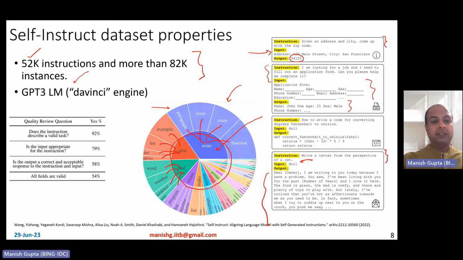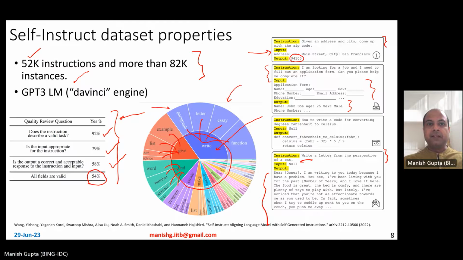Okay. Now, they also got some manual annotations done so as to figure out how good the quality of the data is. And here is the distribution of the quality review that was done. Does the instruction describe a valid task? 92% times, yes, it does. Is the input appropriate? 79%, yes, appropriate. Is the output a correct and acceptable response to instruction input? 58%, yes, it was. So 54% of the times, all the fields were completely valid, basically saying that the overall quality of the data set is pretty good.